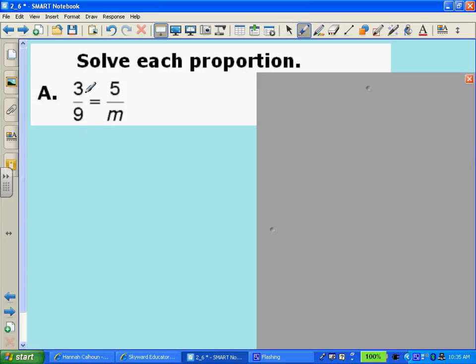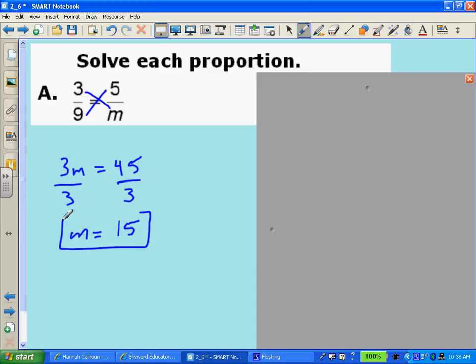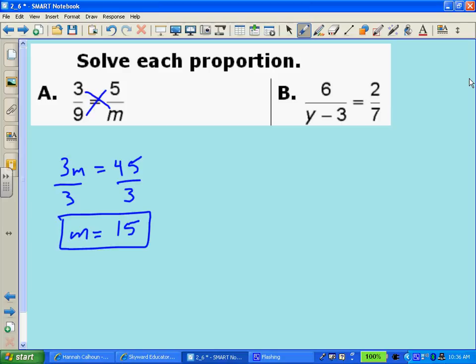And what we're going to do to do this is use, once again, our cross products property. Okay, so I'm going to multiply diagonally. 3m equals 9 times 5, which is 45. So then I divide by 3. And 45 divided by 3 is 15. So now I've solved that proportion. Okay, not too bad.